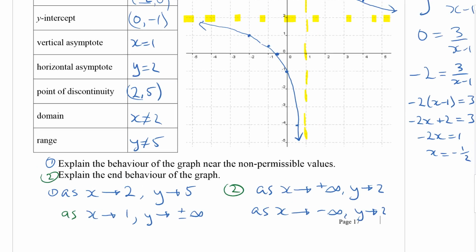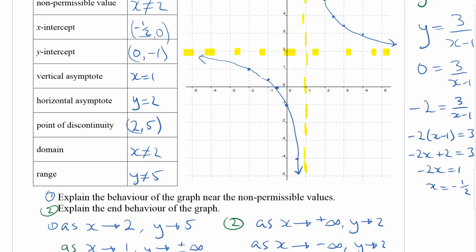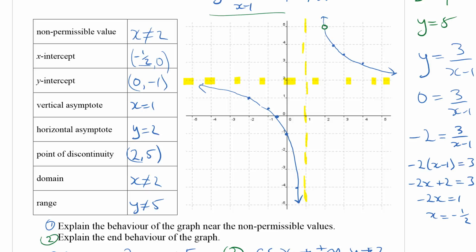Okay, how did I do? For the domain, actually, I should add here, x cannot be equal to 2, and also x cannot be equal to 1, right? And for my y values, I have y cannot be equal to 5, and also y cannot be equal to 2. I also have to include my asymptotes.